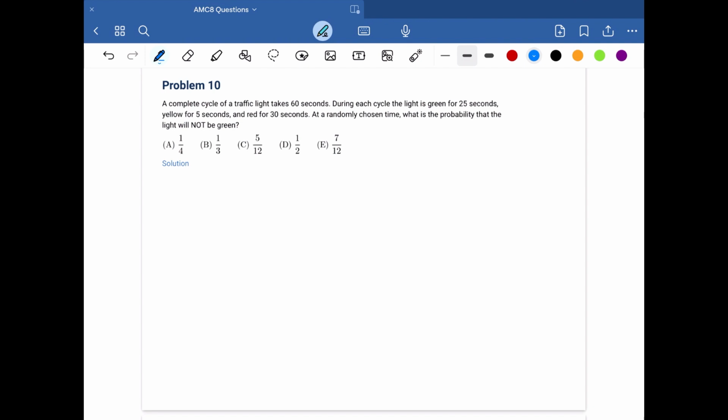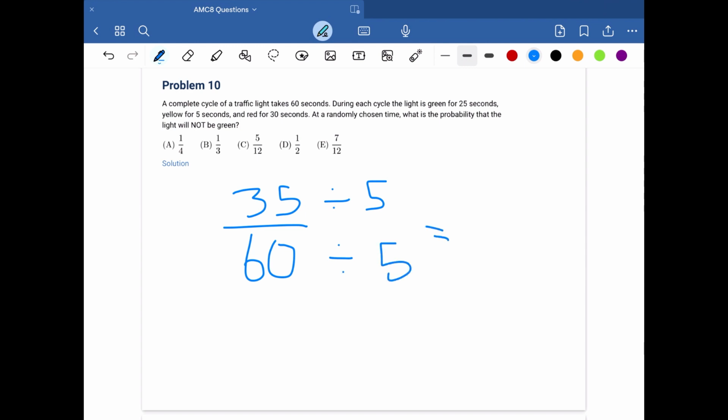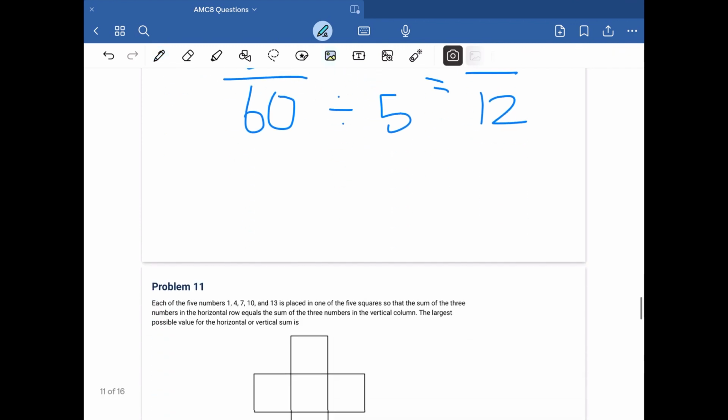So the light is green for 25 seconds, so it's not green for 35 seconds. It's 35 seconds. And the total number of seconds it takes to cycle around is 60. So we put this in a fraction like this, and then we can simplify this by dividing by 5 on both sides, on the top and bottom. And doing this, we get 7 over 12. So our answer is E. Let's move on.